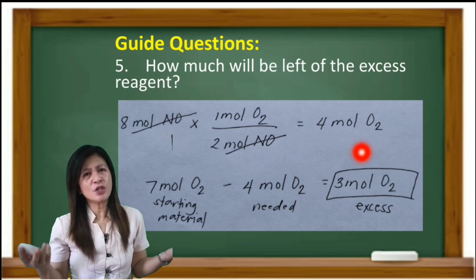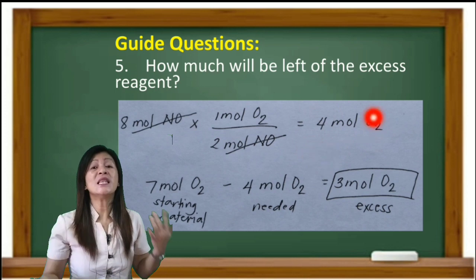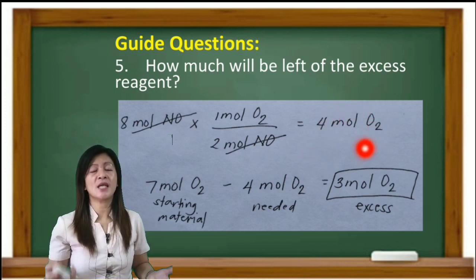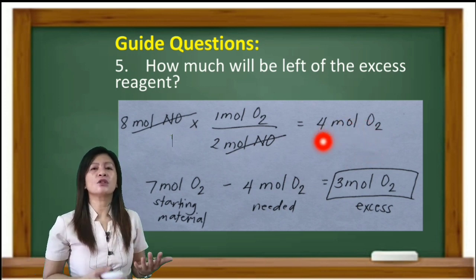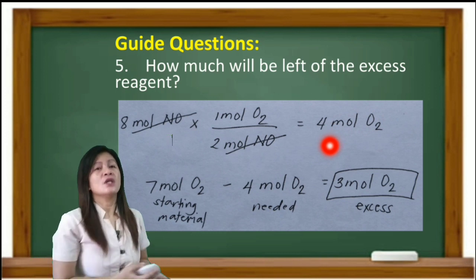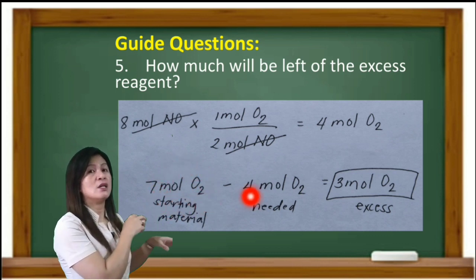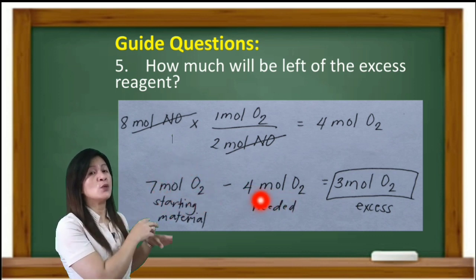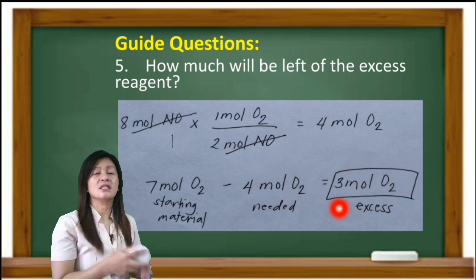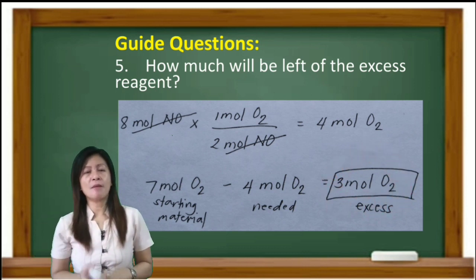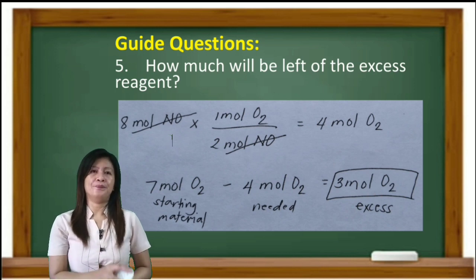To interpret, 8 moles of nitrogen monoxide will need only 4 moles of oxygen gas to maximize the amount of nitrogen dioxide formed. So what then is the amount of the excess reagent left? From the initial amount of 7 moles of oxygen gas, we subtract the calculated needed amount of 4 moles. The difference is 3 moles of oxygen gas. That is the excess amount of the excess reagent, which is oxygen in our problem.